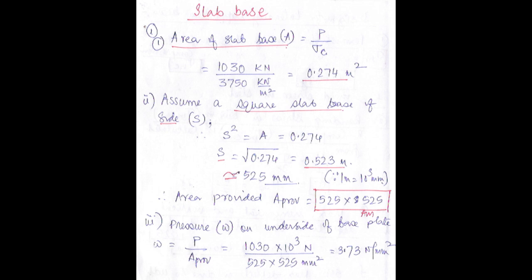We generally take the value in the multiple of 5. 520, 525, 530 you can also take, no problem. So area provided will be A prov. This is the notation. So 525 by 525 millimeter. So this is the answer.